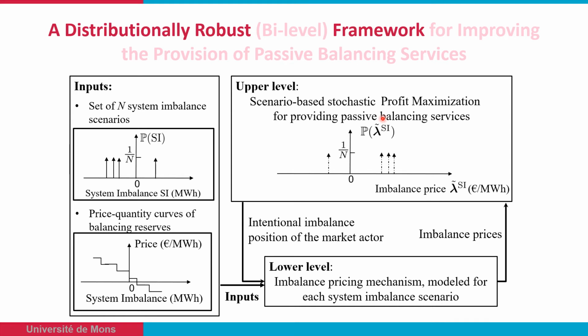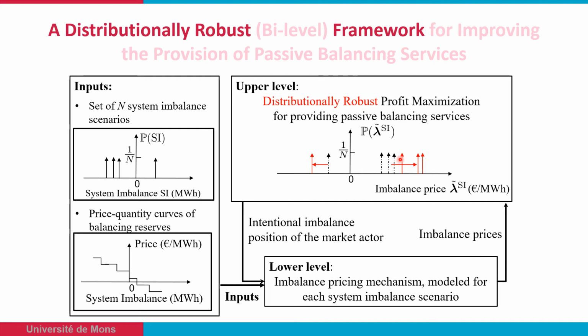So our tool will optimize the imbalance position of the market actor in expectation over an imbalance price distribution. And this imbalance price distribution is obtained through multiple imbalance pricing mechanisms which take into account the imbalance position of the market actor and the system imbalance scenarios. Here, the main novelty of our work is to apply distributionally robust optimization on this framework. Distributionally robust optimization considers a family of imbalance price distributions and will optimize in expectation over the worst-case imbalance price distribution inside this family.